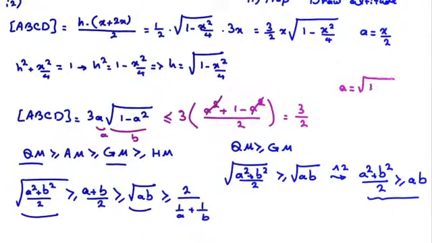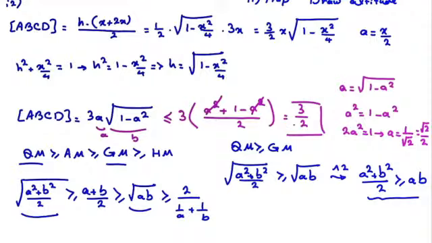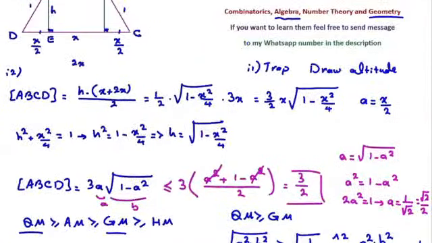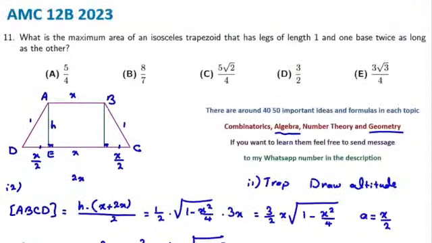When a equals the square root of 1 minus a squared, let's see, is it possible? If you raise to the power of 2, a squared equals 1 minus a squared, so 2a squared equals 1. Then we can conclude a equals 1 over root 2, or root 2 over 2. Our maximum area will be 3 over 2 when a equals root 2 over 2. So the answer will be 3 over 2, choice D.